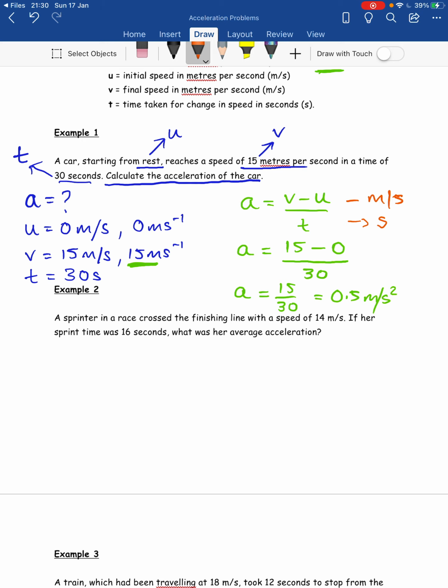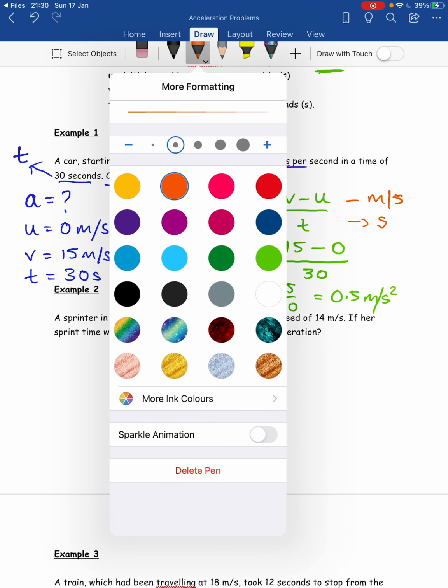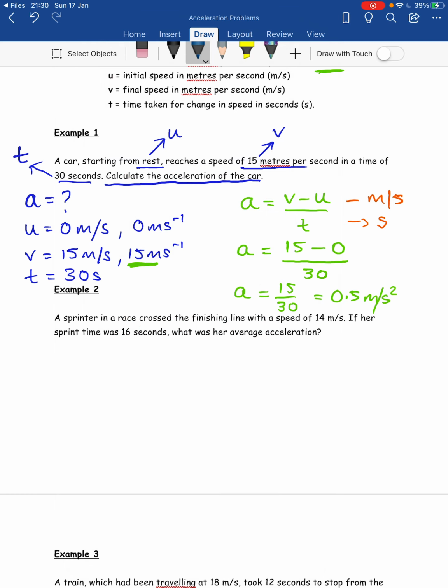So if we look at the second example, I want to do the same again by making the list down the left hand side. We've got a sprinter in a race, crossed the finishing line with a speed of 14 meters per second. If the sprint time was 16 seconds. We want to find what the acceleration is. So again, A is question mark.